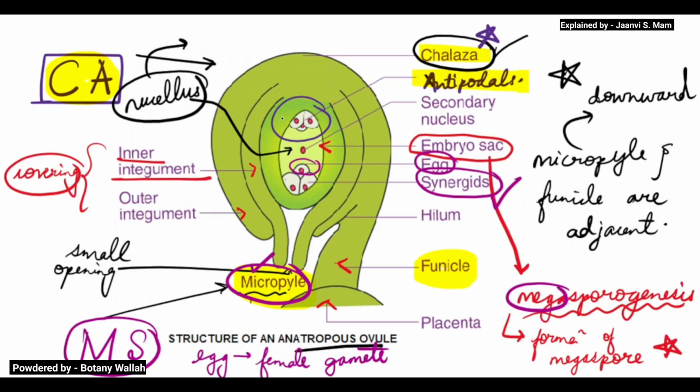One thing which I wanted to add here is that the embryo sac, you can say it as the female gametophyte. So this point was left, the rest of the things are done.